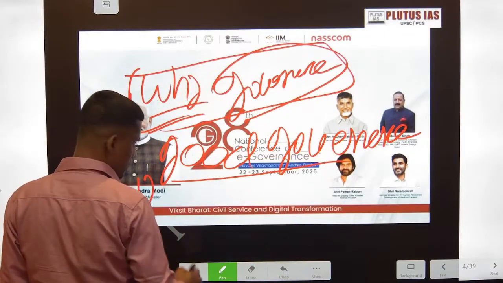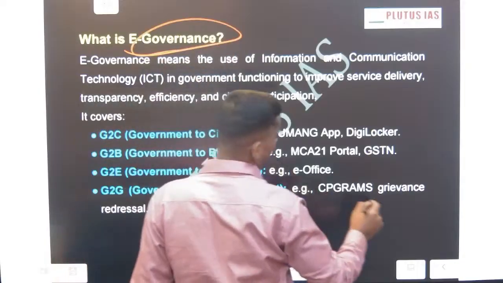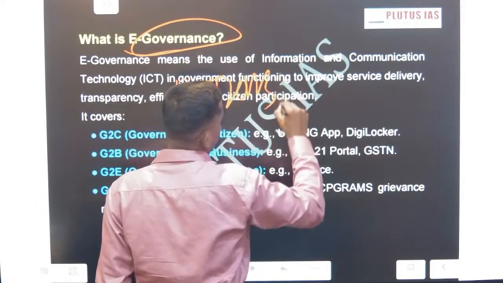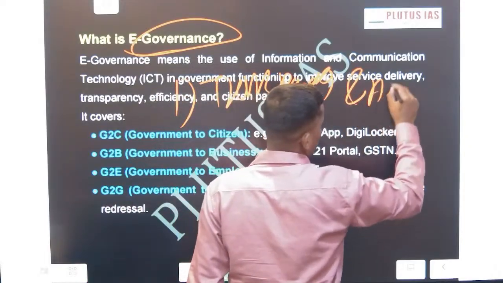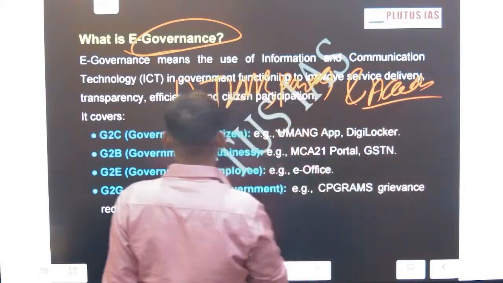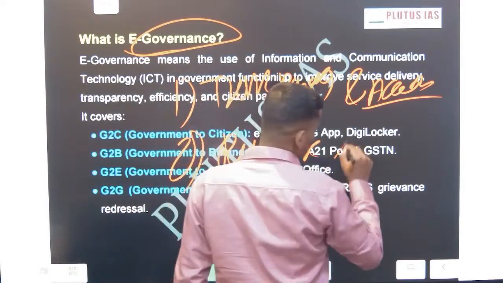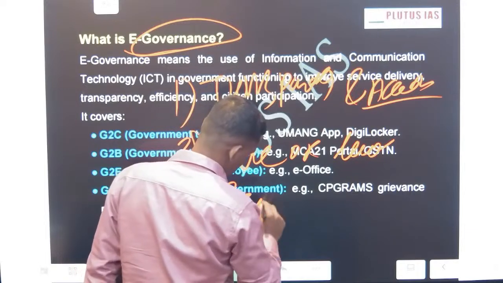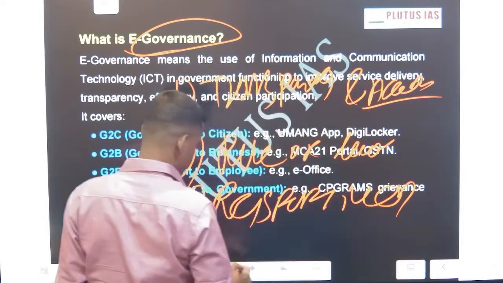Parameters of good governance. The first parameter is transparency and accountability. Then rule of law, responsiveness, inclusivity.